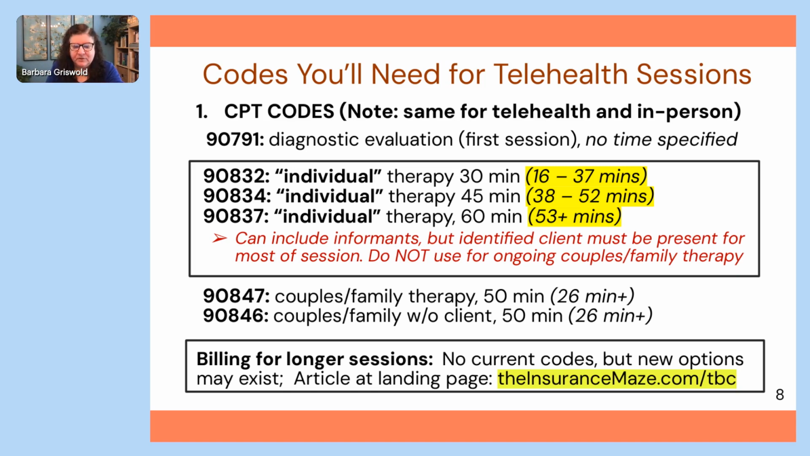90846 is a couples therapy or family therapy without the client present. So that would be like if I saw mom alone, I'm seeing a child individually, but I just see mom alone for one session. Individual client's not there. Again, that's a 50-minute code, and it's officially 26 minutes and above.